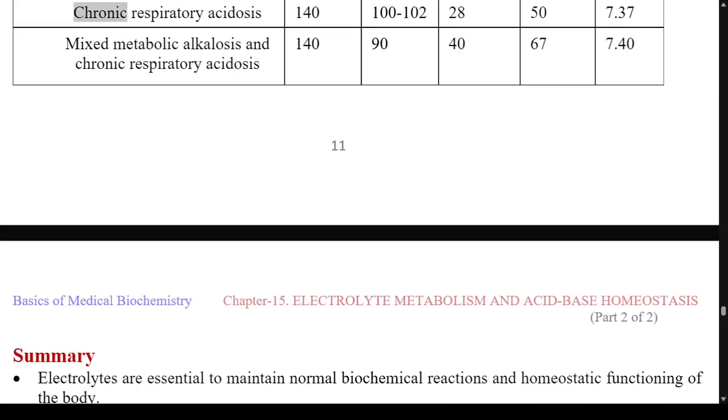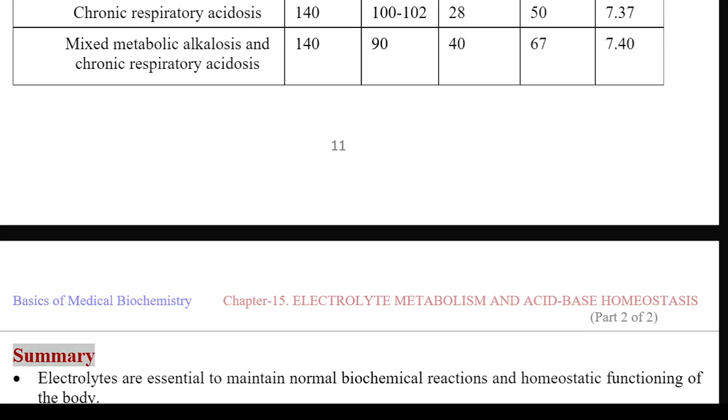7.49. Chronic respiratory acidosis. 140. 100-102. 28. 50. 7.37. Mixed metabolic alkalosis and chronic respiratory acidosis. 140. 90. 40. 67.